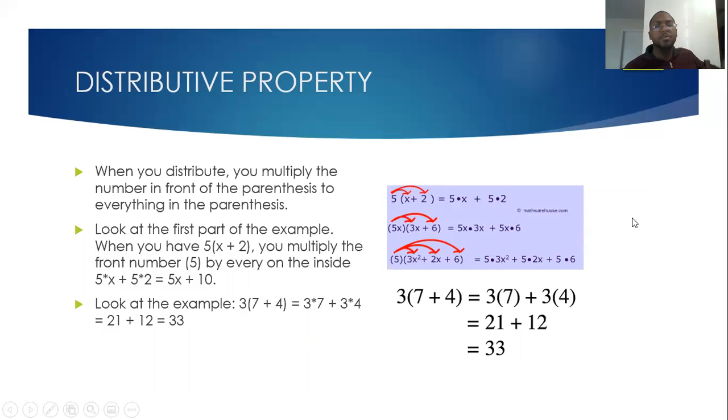Distributive property, I think we went over that already. This is just a reminder. When you distribute, you gotta make sure and multiply whatever is on the outside by everything on the inside. So distributing is the multiplying part. Combining like terms is the adding and subtracting part.